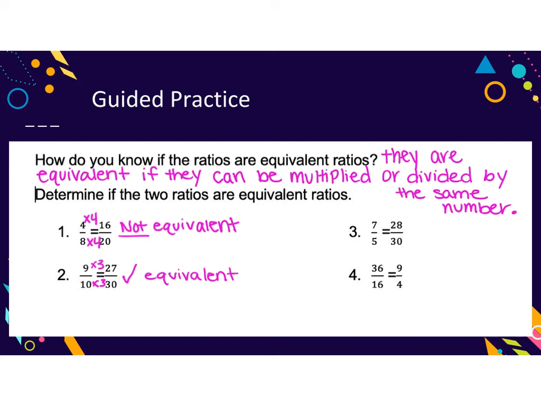For question 3, how do we get from 7 to 28? We can multiply 7 times 4 to get to 28. So then we would also need to multiply 5 times 4. 5 times 4 is 20, not the 30 we see. So these ratios are not equivalent.